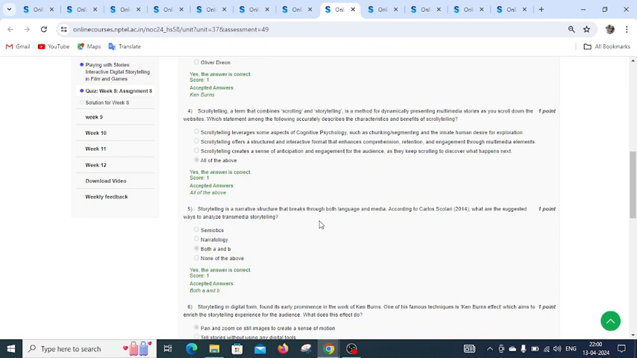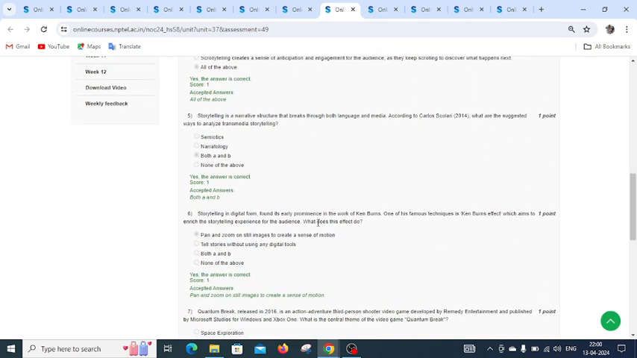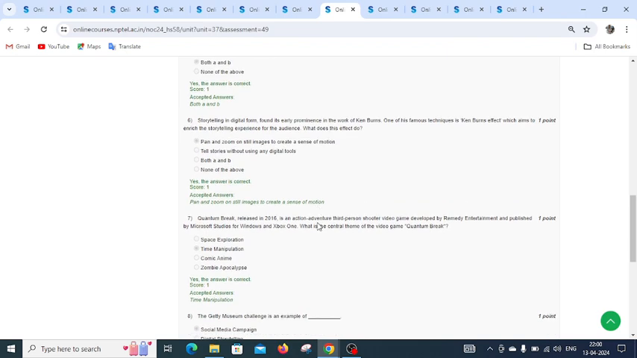Now moving to question number 6. Storytelling in digital form found its early prominence in the work of Ken Burns. One of his famous techniques is the Ken Burns effect, which aims to enrich the storytelling experience for the audience. What does this effect do? Pan and zoom on still images to create a sense of motion.